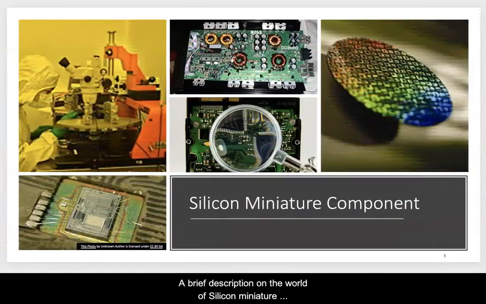A brief description on the world of silicon miniature components. After the development of the transistor, the race was on to make minute versions of almost every type of electronic component and circuit, and the race is still on until now. For example, resistors and capacitors could be made on silicon, and this made it possible for entire amplifiers, including their biasing circuitry, to be constructed on a silicon wafer.